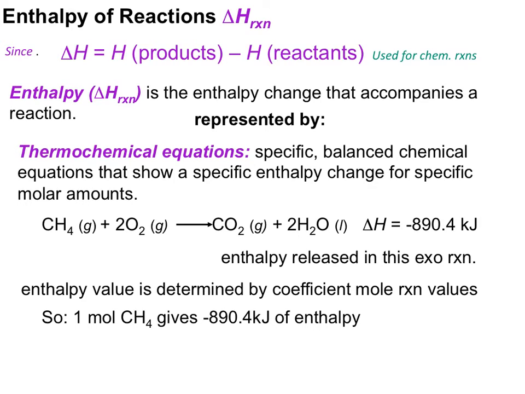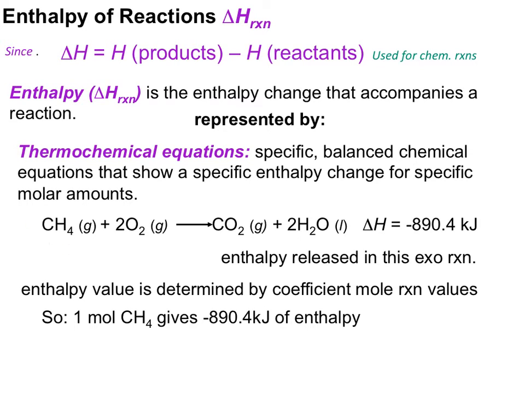So what are thermochemical equations? Basically, they're balanced equations that show the specific enthalpy change for the specific molar amounts in that equation. So what do I mean by that? Well, I mean that I have a change in enthalpy value associated with the reaction that's been given. So right here, I've been told that I have an enthalpy value of negative 890.4 kilojoules. So what this value means is that negative 890.4 kilojoules of enthalpy are going to be released, and I know it's released because we have a negative sign here, for every 1 mole of CH4.